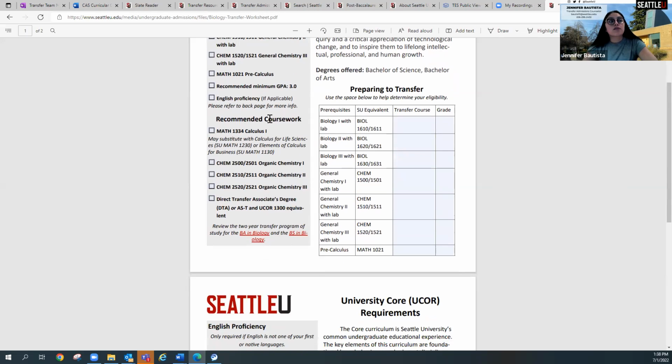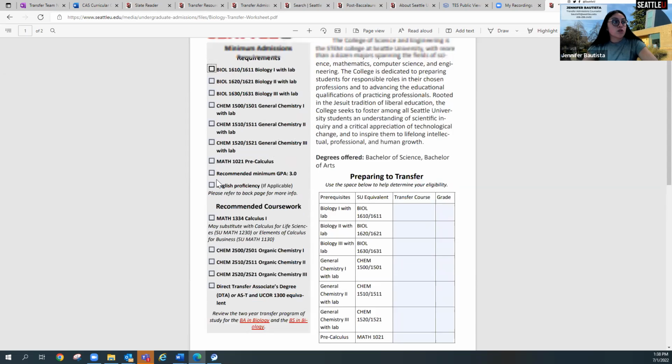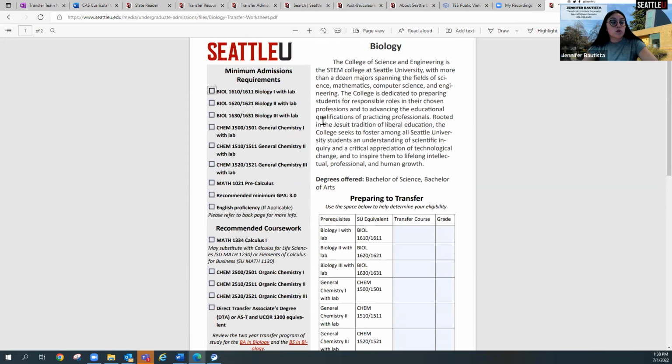This is just to help move the student a little bit quicker through their educational journey at Seattle U. So this minimum admissions requirement, this top portion, is really the important part as to what is expected to be completed by the time that the student wants to come to Seattle U.